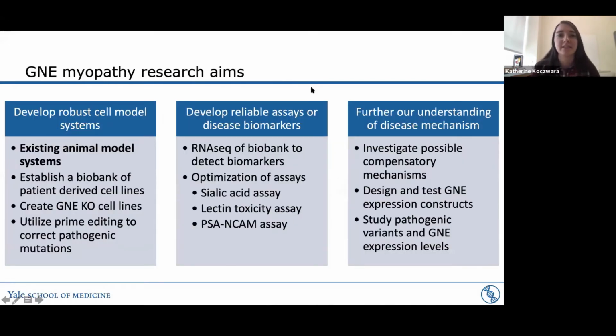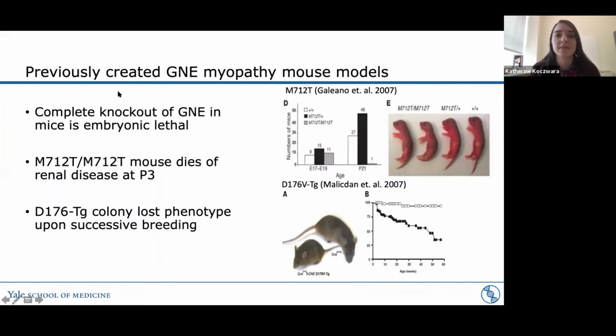To go into some of the specific research aims of the work that I'm doing in the Leck Lab, one of the first main goals is to develop robust cell model systems. But to begin, I'm going to talk about some existing animal model systems and why we're looking to develop cell models as well. There have been several attempts to create GNE myopathy mouse model systems, namely the M712T mouse, as well as the D176V transgenic mouse.